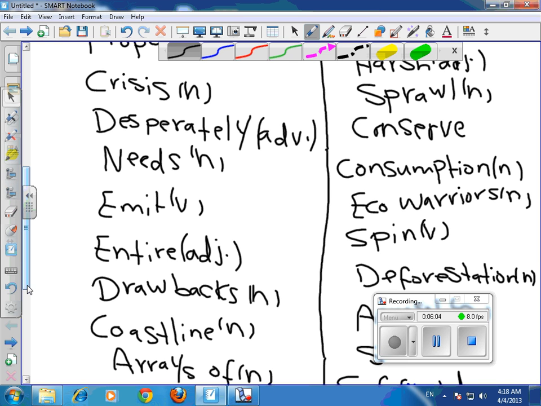Emit, the word after is emit, it's a verb. To send out gas, heat, light, etc. into the air. When we have something that sends gas or heat into the air. Okay? Entire is like whole or complete.